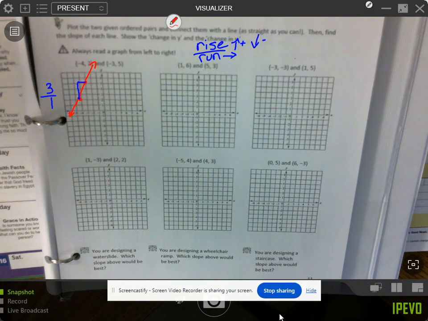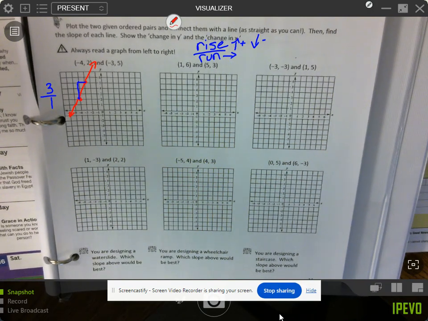I'm going to graph 1, 6. So I'm at 1, I go up to 6, and then 5, and I go up to 3. I graph, I draw my line. Now I need to find my slope. So I'm moving across from left to right. I hit this point first. What is my rise going to be?